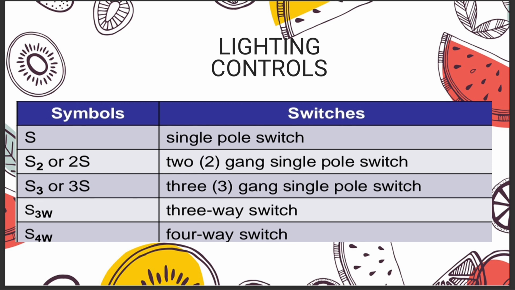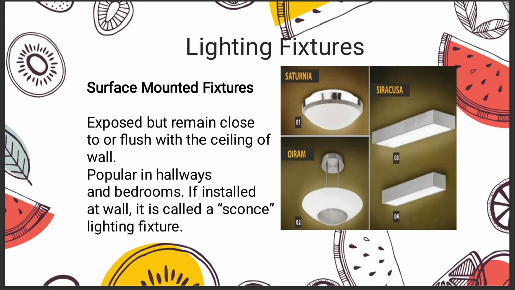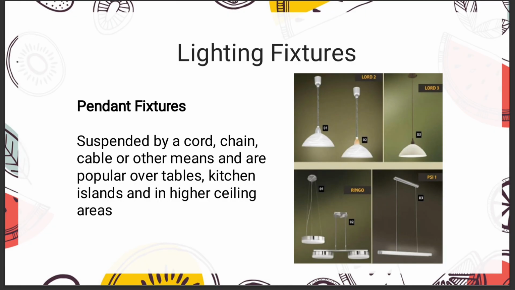Now, let's proceed to lighting fixtures. Surface-mounted fixtures are exposed but remain close to or flush with the ceiling or wall. They are popular in hallways and bedrooms. If installed on a wall, they are called sconce lighting fixtures. Pendant fixtures are suspended by a cord, chain, cable, or other means and are popular over tables, kitchen islands, and in higher ceiling areas.